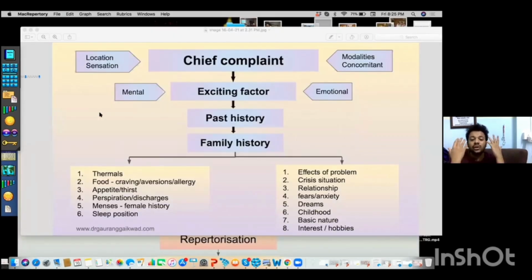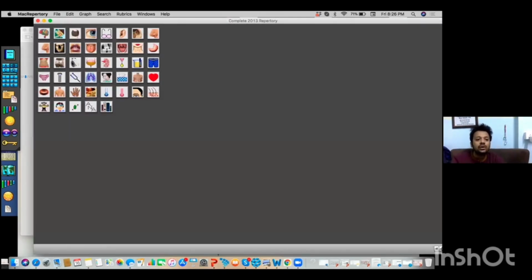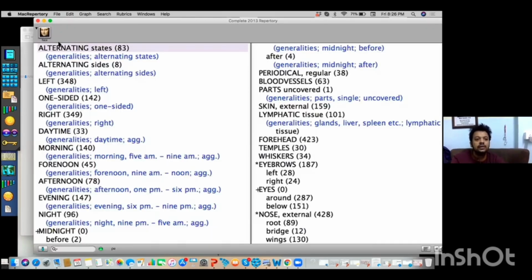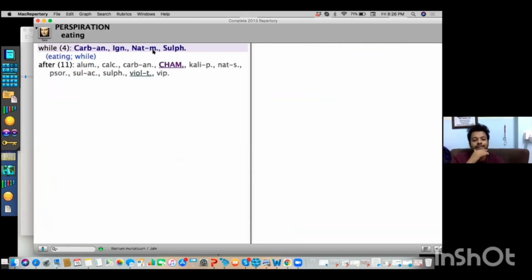When someone tells you I sweat a lot, don't stop there. You ask them, when is this sweating maximum? You said you sweat a lot. When is it? Oh doctor, when I eat something, my face is sweating. Oh, is it? Achha? So perspiration on the face while eating. Whenever I'm eating, the face sweats a lot. This could be carbo animalis. This could be ignatia. It could be natrum muriaticum. It could be sulphur.